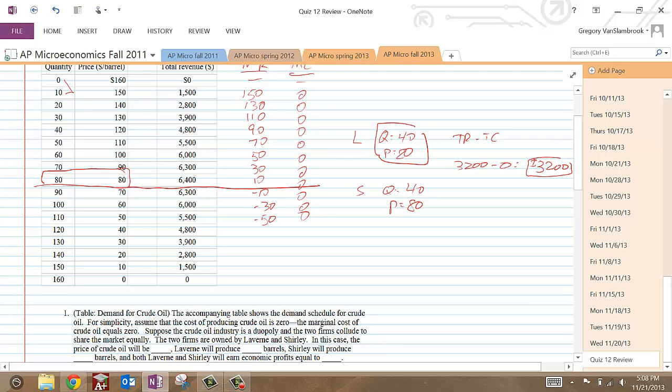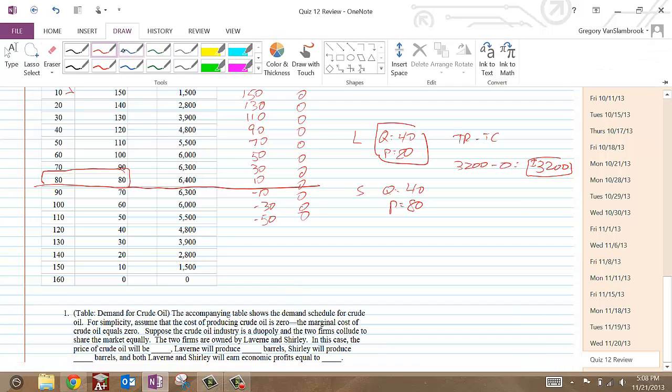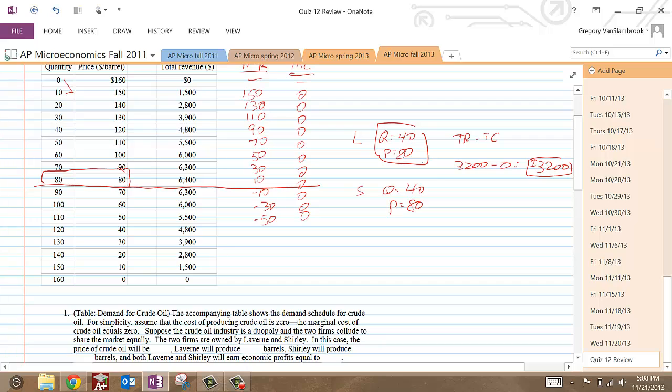Now if they ask, and often these problems do ask, even though this one doesn't, what happens if Laverne or Shirley cheated on the agreement? It would usually say something like, what if Laverne chooses to produce 10 more units? What happens then? So Laverne's new quantity is 50, and since Shirley's still producing 40, now we've got 90 units, and we have to sell those, we have to drop the price to $70. So the price is 70.